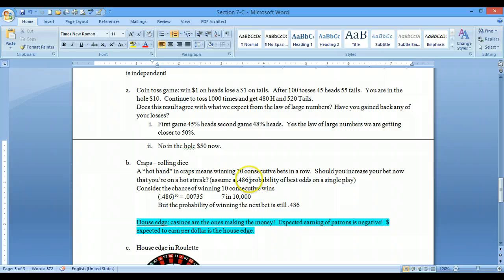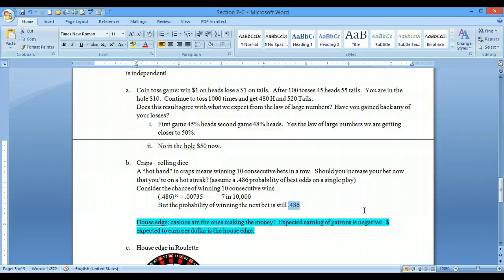So we have 0.486 for the probability. 10 wins in a row, raise that to the 10th power, gives us the probability of this hot hand, which is 0.0735, or 7 out of 10,000. So yeah, it's pretty rare that you've actually got this hot hand. But the next roll, your probability is still the exact same, 0.486. It doesn't change because these are independent events.